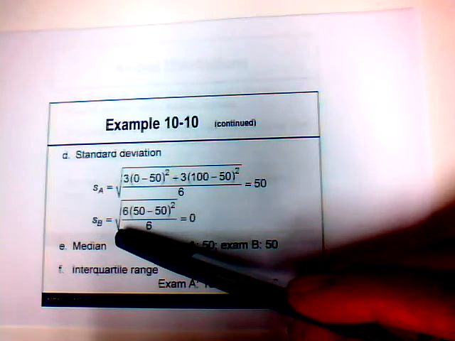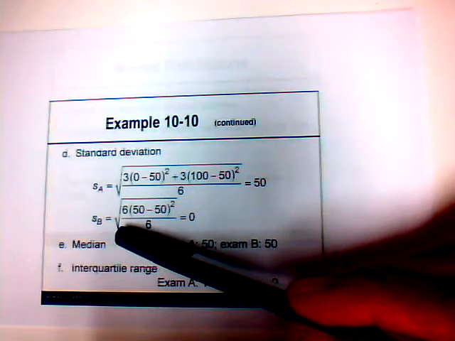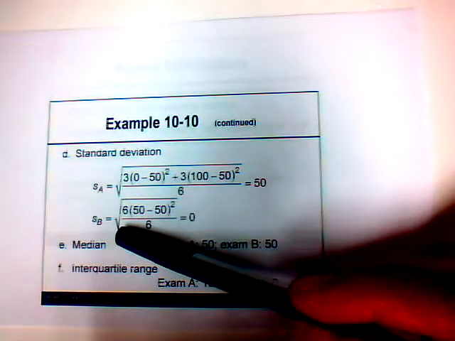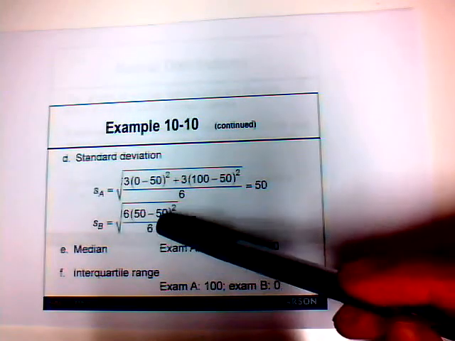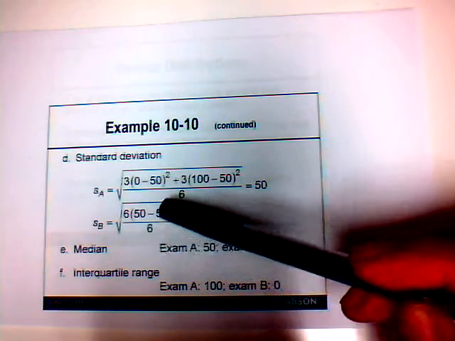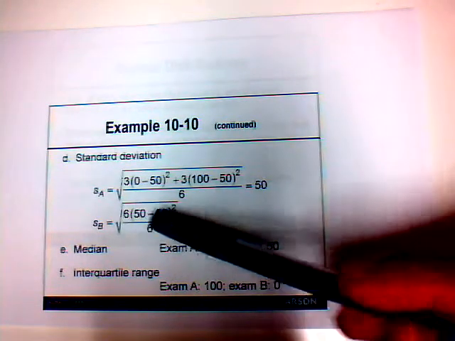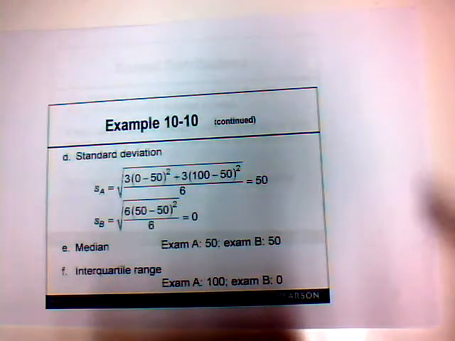Now for exam B, of course, the mean is the same as all the test scores. So if we do 6 times (50 minus 50) squared, that's 0. Zero times 6 is 0. Zero divided by 6 is 0. The square root of 0 is 0. So the standard deviation is 0.